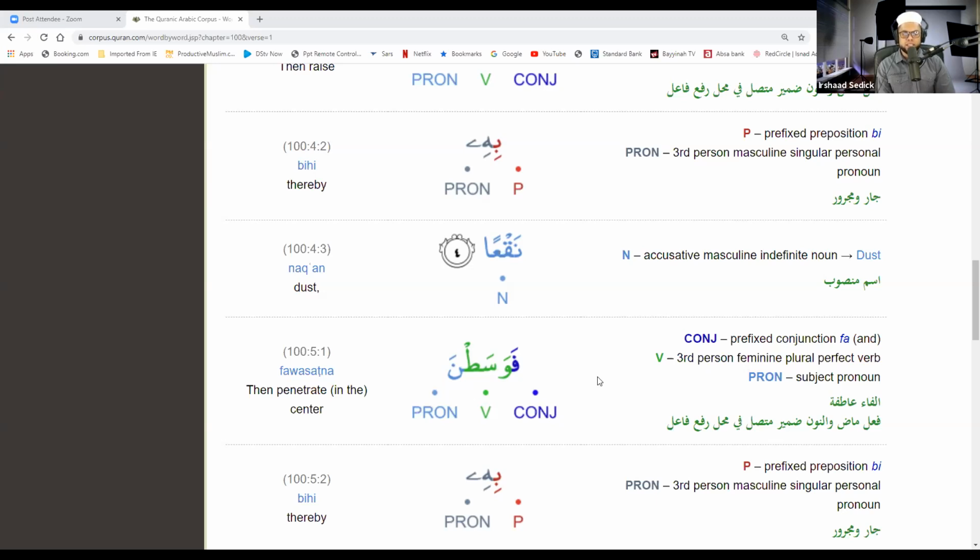Who can tell me what this na is at the end? While you're thinking about that, wasata means in the middle. So how does that become a verb? How do you middle something? Okay, so we'll explain that in a moment. But first tell me, what is the na at the end of the word فَوَسَطْنَا?